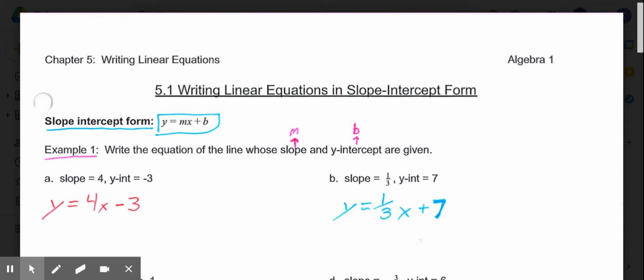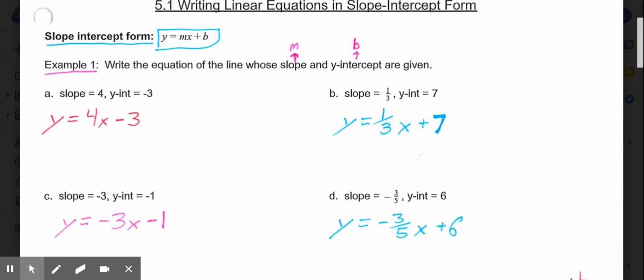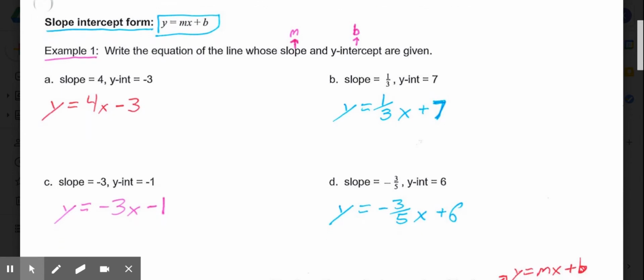So a reminder that slope-intercept form is always in the form y equals, so y is on its own, y equals m times x plus b. And the m, the part that's multiplying by x, is always your slope, and then the b is always your y-intercept. So based on the given information in example 1, they're giving us the slope and y-intercept and just simply asking us to write the equation in slope-intercept form. So we're filling in m and b.